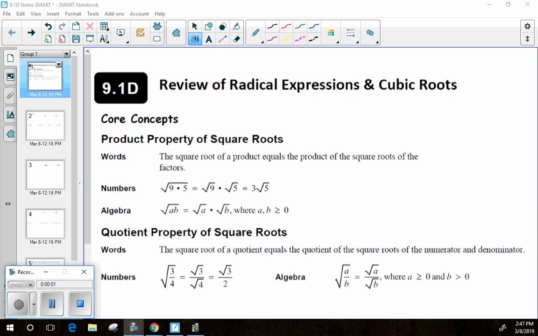This is lesson 9.1d. We're reviewing the stuff we've done over the last couple of days on radicals, but more importantly, rolling in the cube roots. You're going to want your graphing calculator. It's probably going to be helpful to have it handy, so go ahead and grab that.